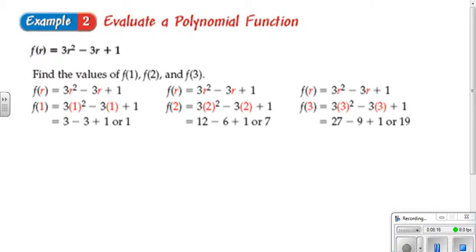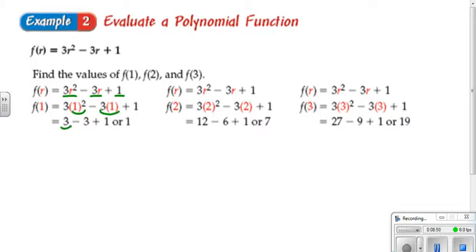So let's see how that pans out in a couple more examples. If we have f of r equals 3r squared minus 3r plus 1, and we want to find f of 1, f of 2, and f of 3. Well, f of 1, again, we just plug 1 in every time we see r. So instead of 3r squared minus 3r plus 1, it's 3 times the amount, 1 squared, minus 3 times 1 plus 1. Well, 1 squared is 1, and 3 times 1 is just 3.